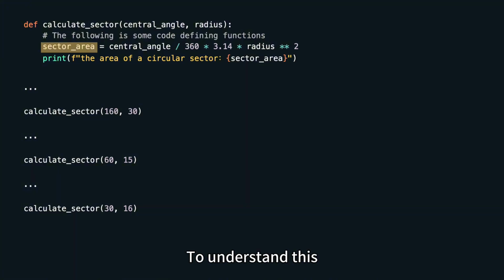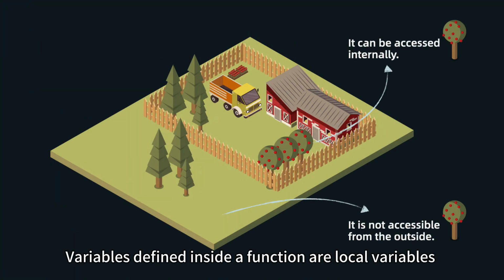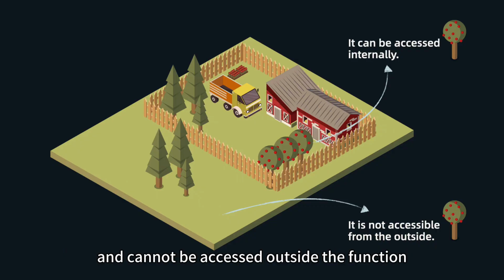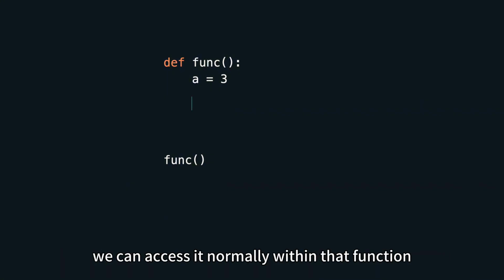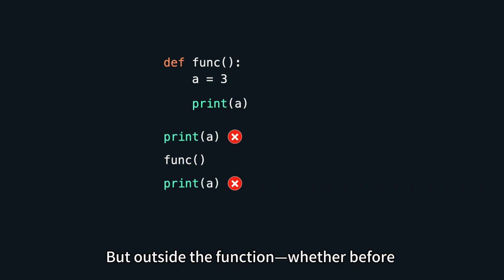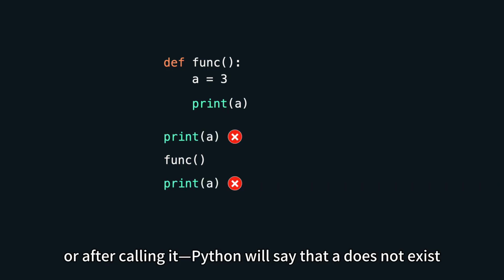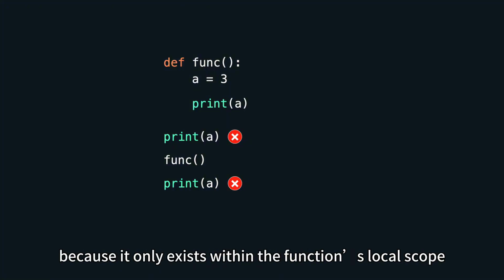To understand this, we need to talk about scope. Variables defined inside a function are local variables and cannot be accessed outside the function. For example, if we define a variable a with a value of 3 inside a function, we can access it normally within that function. But outside the function, whether before or after calling it, Python will say that a does not exist, because it only exists within the function's local scope.